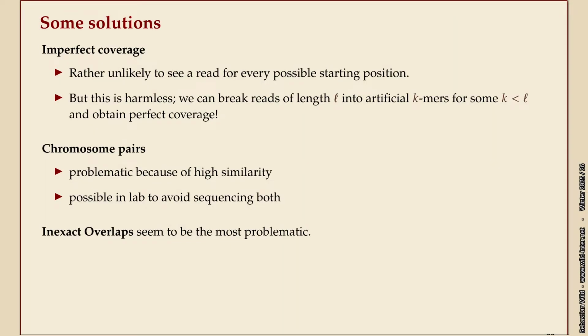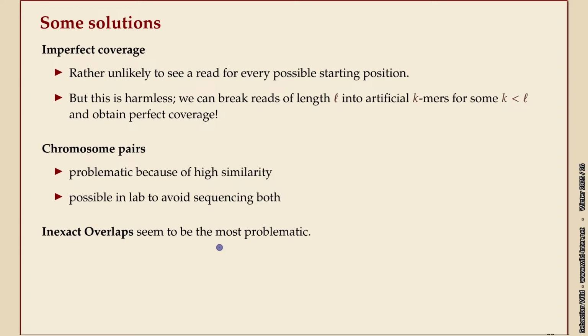There's a few things you can do. Imperfect coverage is relatively easy to address. If there's some starting positions you don't have, but you have long enough reads, you break them into shorter k-mers, and then artificially you get much more reads than you started with. So this, I thought, was really hard to imagine, that the molecule is really broken up at every single possible base. But that's not at all an issue. You could just simulate that by making the reads a bit shorter and using all the possible starting positions within the reads. And the chromosome pairs also seem harmless. You can, in the lab, make sure you only sequence one.